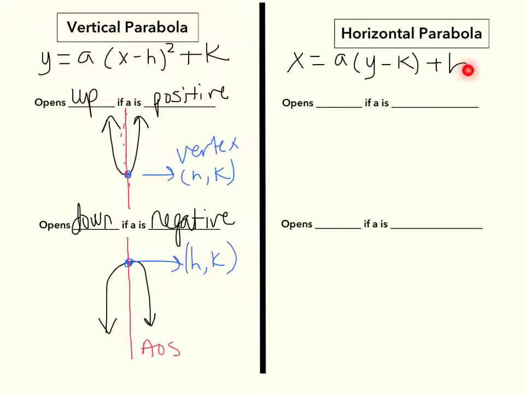So this parabola is going to open right. If you have an x equals, it opens either right or left. And then you know it opens right if this a is positive. So if it's positive, it opens right. And it'll look like this.